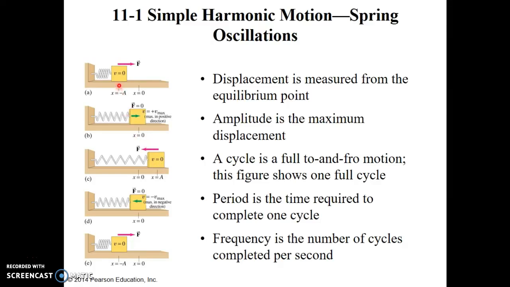And a cycle is a full to and fro motion starting at, say, negative amplitude, going to positive amplitude, going back to negative amplitude. Or you can start at positive A, go to negative A, back to positive A. One full cycle. And the period, as we defined period back in chapter 5, is the time required to complete one single cycle. And the frequency was 1 divided by the period, the number of cycles completed per second.